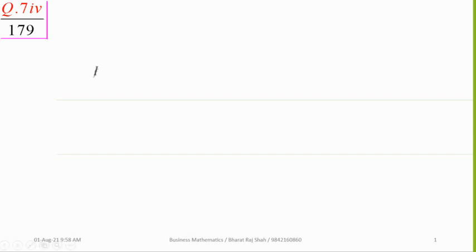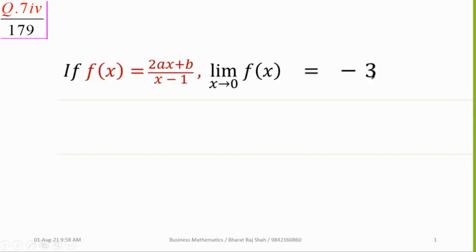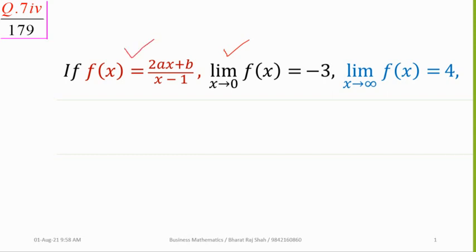So let's see. If function f(x) is equal to (2ax + b) divided by (x − 1), and limit x tends to 0 of f(x) is equal to −3. So what have we been given? The first function, okay? This is the first function. How is the function defined? f(x) is defined as (2ax + b) divided by (x − 1).